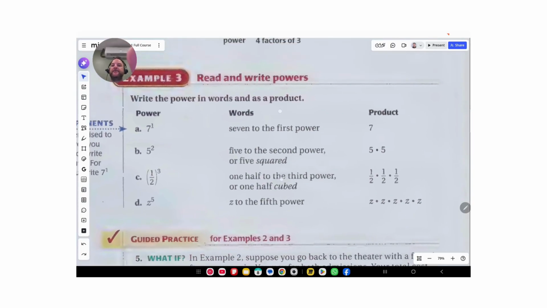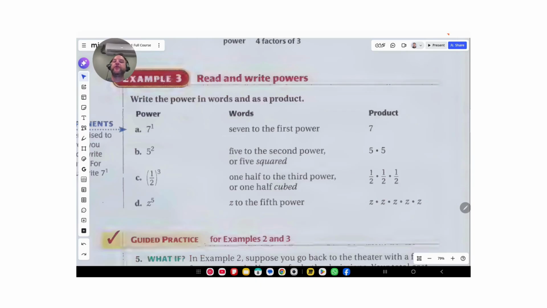So let's go to our next section here, where we're writing out powers. 7 to the 1st power, an exponent of 1 will always mean that the base is only used 1 time. So we just write the base itself, right? 7 to the 1st power, for example, is 7. 8 to the 1st power, 8. 9 to the 1st power, 9.